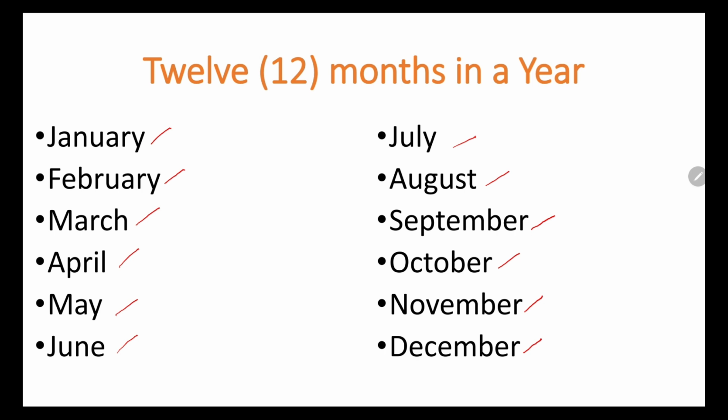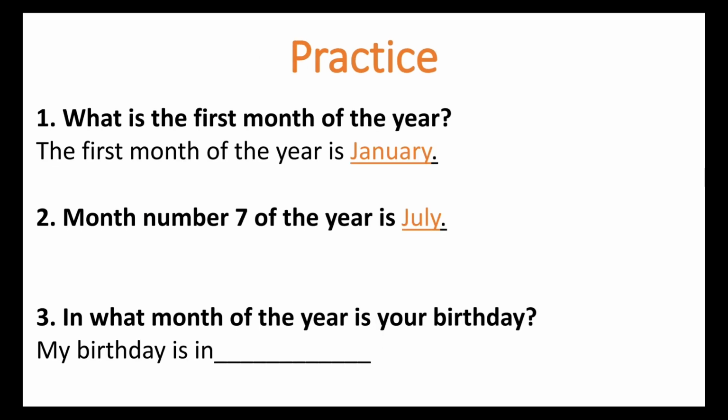Let us practice. The first question we have here is, what is the first month of the year? Your answer is, the first month of the year is January. Number 2, month number 7 of the year is July. Okay?